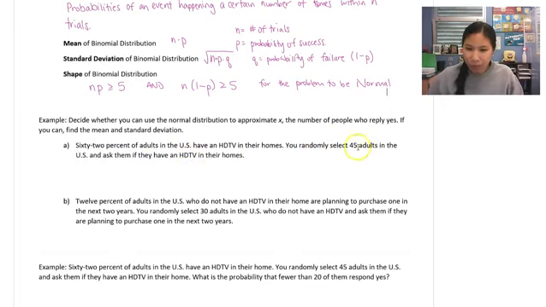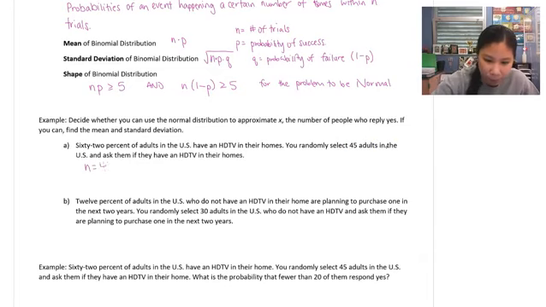So here, our sample size, our n, is 45. So that's kind of like our number of trials as well. And then they also said 62% of adults have an HD TV in their home. So that's the probability of success. So p for us is going to be 0.62, because remember, we always want to change our percents into decimals before we do anything with the problem. Okay, so p is 0.62. I'm also going to find q while I'm at it. So 1 minus 0.62 is going to be 0.38.